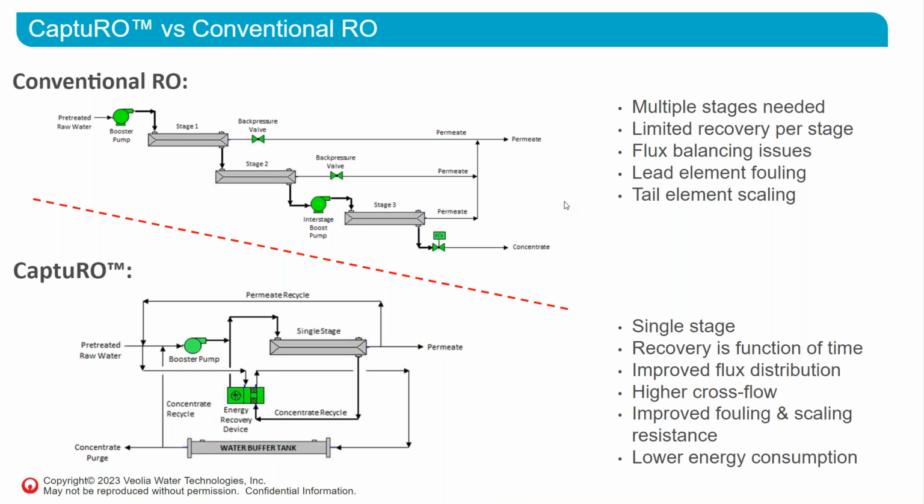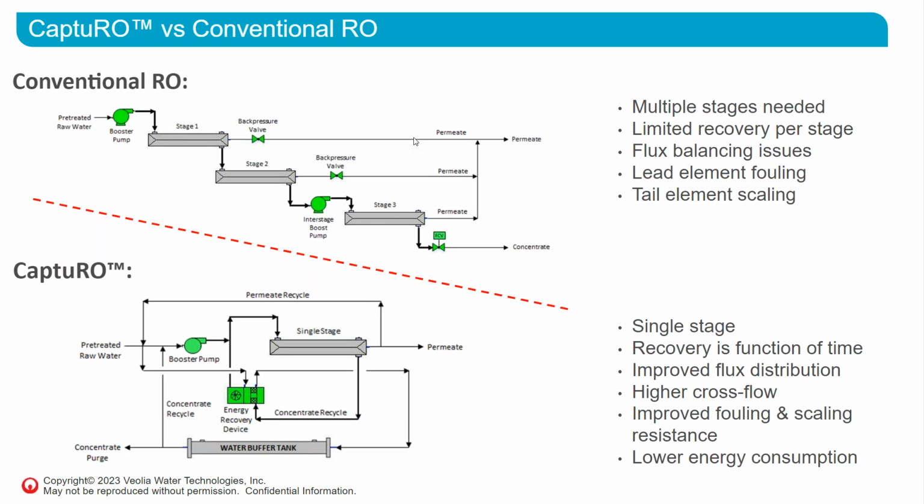So this slide compares conventional steady state RO, which is shown on the top, with Capsuro semi-batch RO shown on the bottom. Now, using a conventional RO to achieve high recovery rates, you really need multiple stages because each stage is limited in its recovery. Generally, you need 3 stages if you want to get more than 82% recovery. And if you want to reach greater than 92% recovery, you probably need about 4 stages.